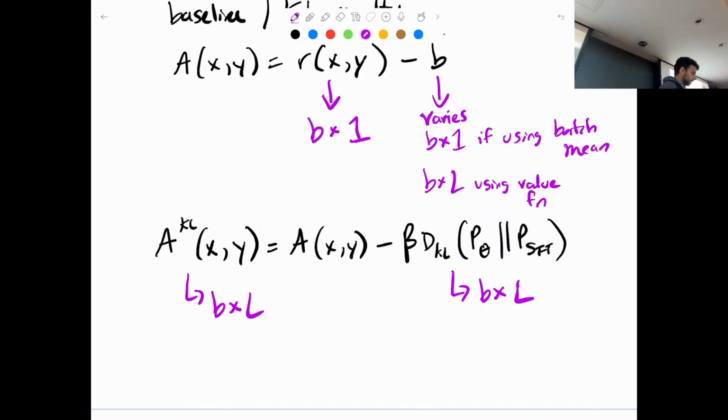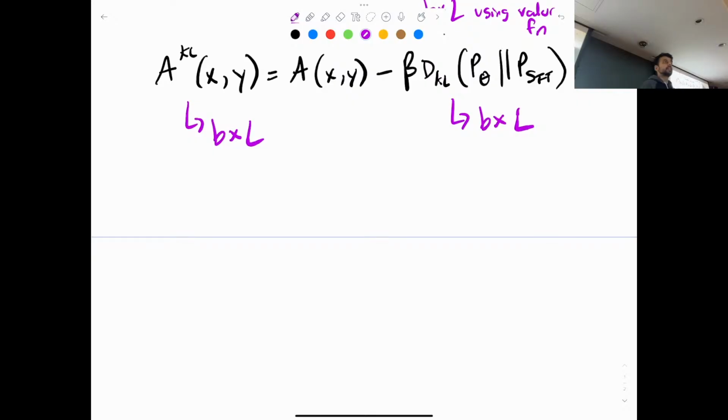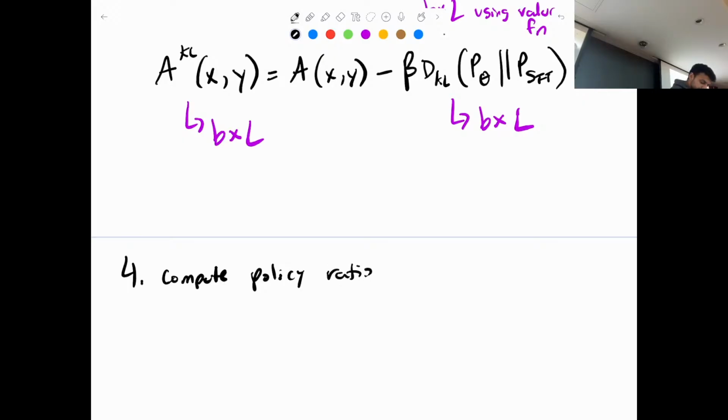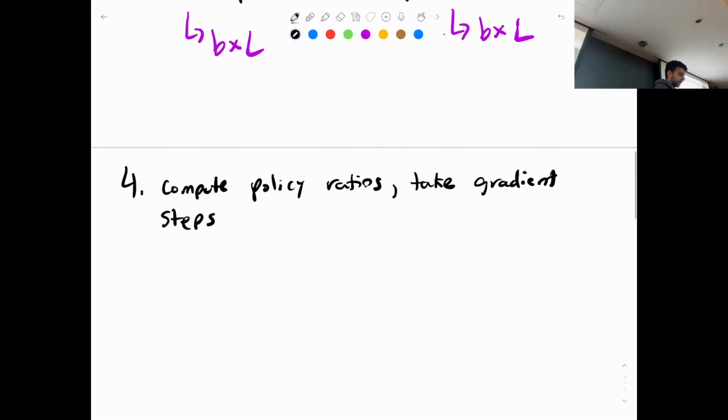Okay, so now that we have a term that incorporates our reward, our baseline, and our KL penalty, the next thing that we did was compute our policy ratios, right? And once we do that, we're able to take gradient steps. This is another thing that I wanted to go over again, with a slightly different emphasis, so it's clear from the implementation perspective how this works.